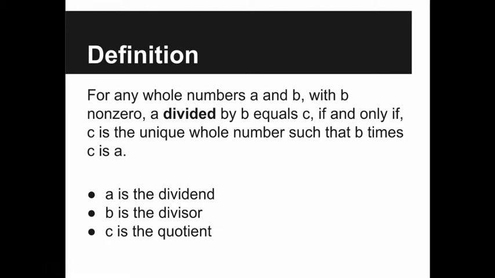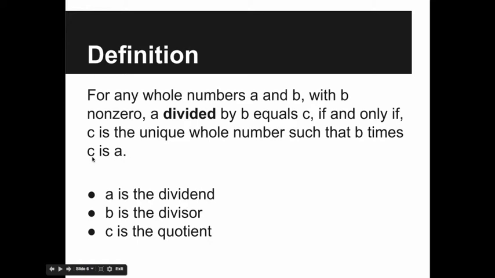One of the last things that we're going to talk about is division. So here's the official definition, or the mathematical definition. For any whole numbers a and b with b non-zero, a divided by b equals c if and only if c is a unique whole number such that b times c equals a. So we're writing division, or defining division, in terms of multiplication, right?